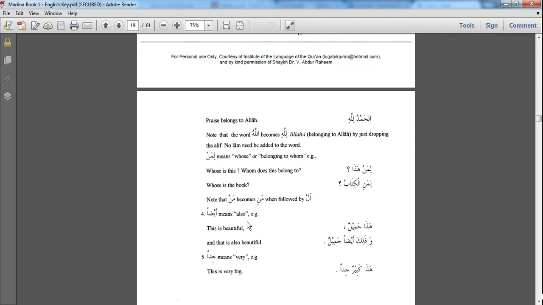Aydan means also. هذا جميل وذلك أيضا جميل. This is beautiful. That is also beautiful. هذا كبير جدا. جدا means very. For example, this is very big. هذا كبير جدا.